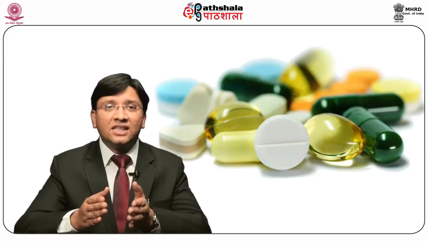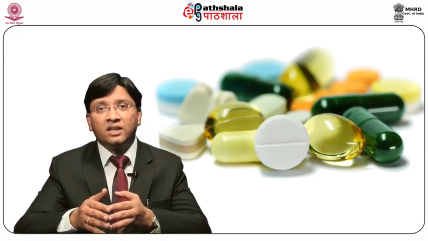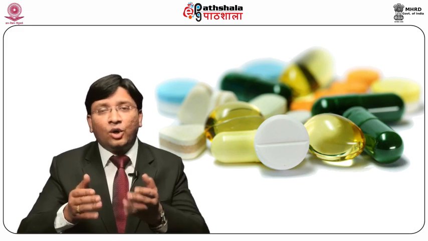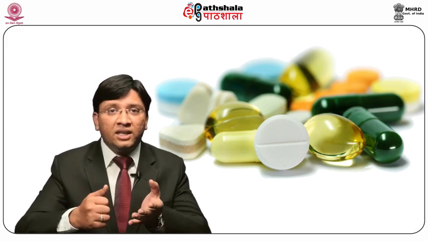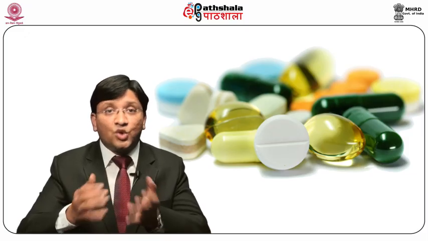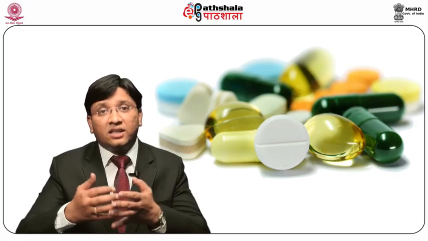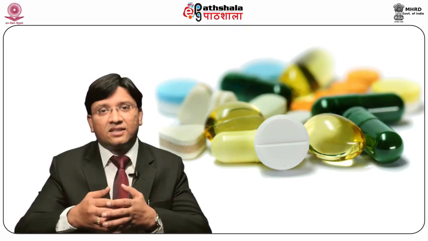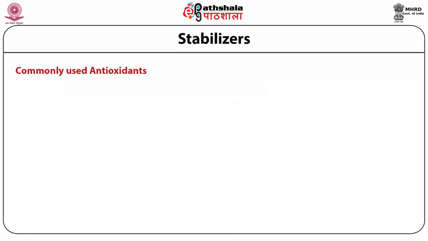Antioxidants are substances used to inhibit oxidation when a pharmaceutical formulation may deteriorate by oxidative process. Generally, there are 3 types of antioxidant. First one is true antioxidant, second is reducing agent, and third one is antioxidant synergists. Now, commonly used antioxidants will be discussed.